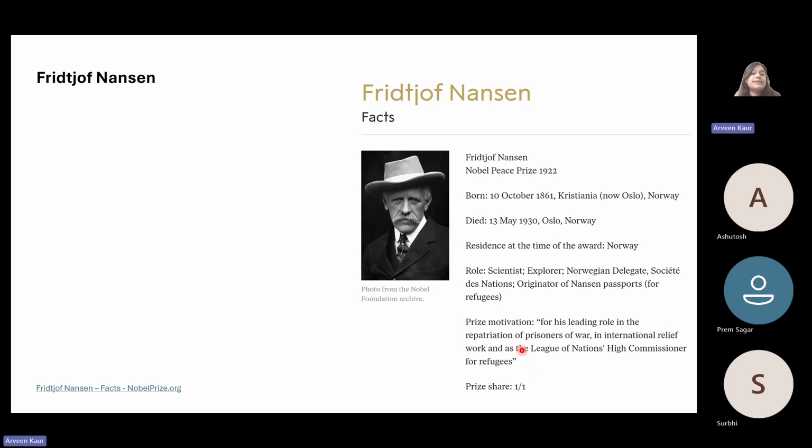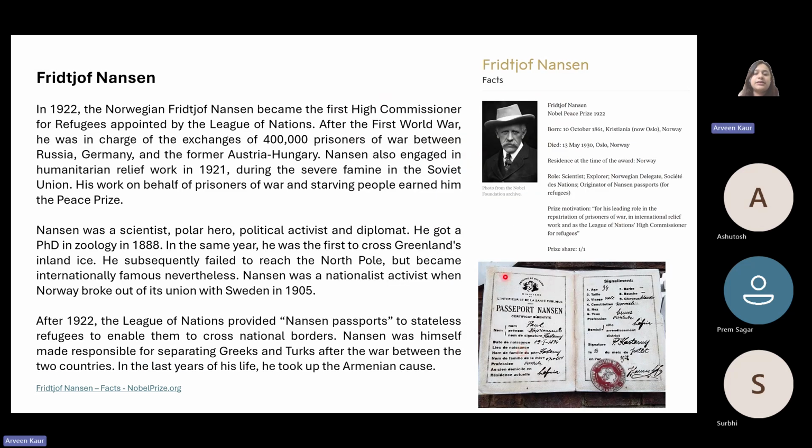Sir mentioned the Nansen passport, right? So this is a Nansen passport, for instance. It is a copy of, or a very early documented copy of, one of the Nansen passports. So these Nansen passports were given to refugees at that time, or people who had no country or these kinds of things, right?